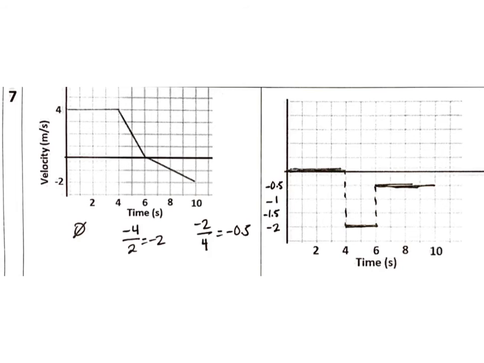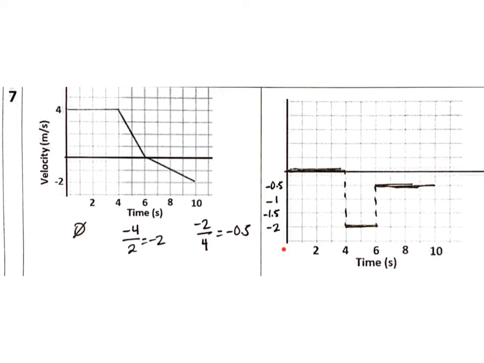All right, the third one, we now have 3 sections. Immediately, anytime you see a horizontal line on a velocity graph, you'll know the slope is 0. It's always 0, okay? Then for the next one, our rise goes from 4 down to 0, so it's -4, and it goes from 4 to 6 seconds, so that run is 2. When you divide that out, you get -2. For the next one, your rise goes from 0 down to -2, so that's a rise of -2, and it goes from 6 to 10 seconds, so that's a run of 4. Divide that out, and you get -0.5, all right?